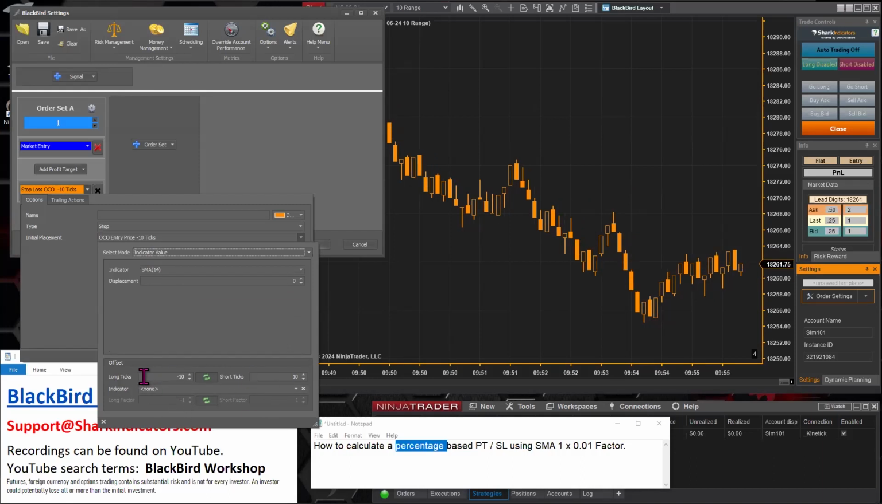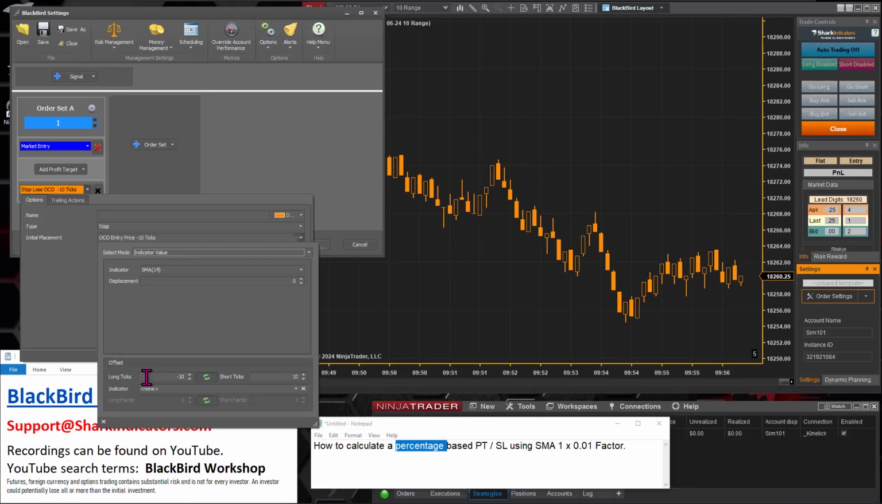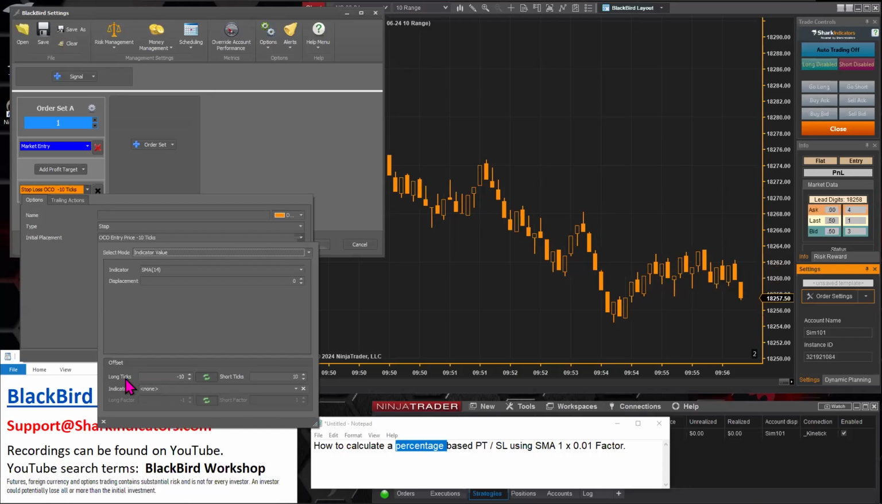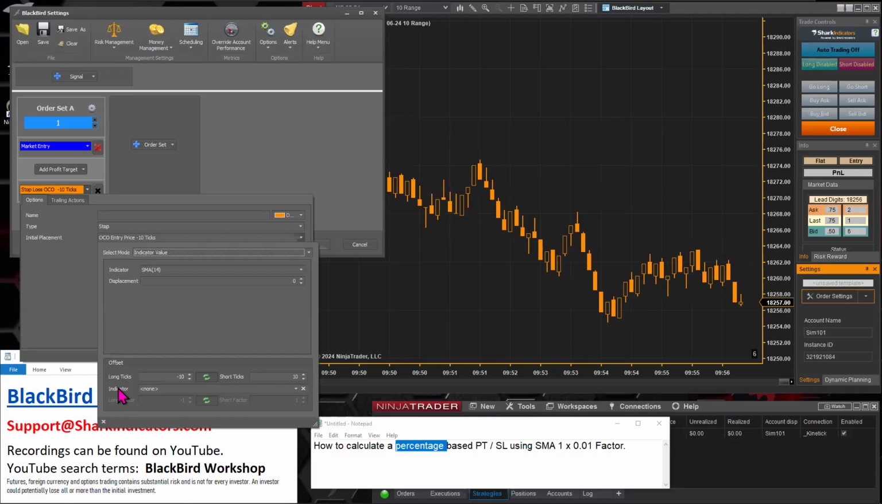At some point, Jeremy's supposed to get around to adding more measurement units. Right now we only have the tick as a measurement unit, but at some point this is supposed to be expanded so that we have points as a measurement unit, percentage, and probably a dedicated ATR as a measurement unit just to simplify it. So right now, if you want to use ATR, that's what this indicator is for in the offset section.